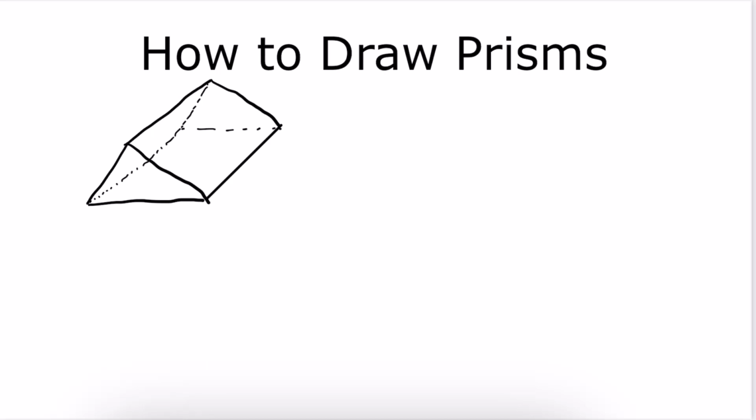And when you draw it, these lines should all be parallel to each other. If they're not parallel to each other, it's going to make your shape look like it's twisted and, essentially, not a prism. So always make sure that these lines are parallel to each other, and they also should end up being the same length.